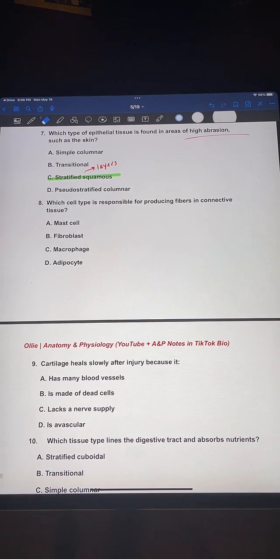Number 8. Which cell type is responsible for producing fibers in connective tissue?